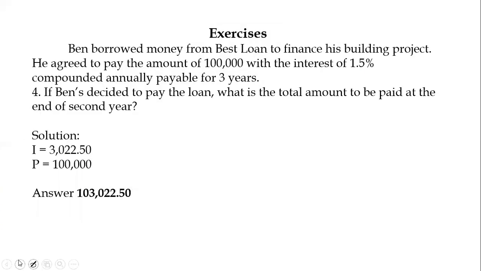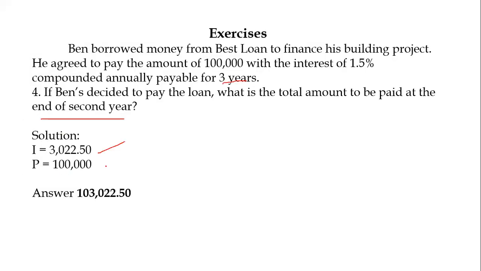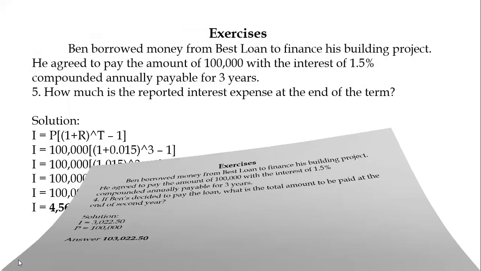Next question, number 4. If Ben decided to pay the loan, what is the total amount to be paid at the end of the second year? Same lang din. Ben already paid at the end of the second year of the loan; he did not finish the 3 years. So how much will he pay? The interest we computed earlier, which is 3,022.50, plus the principal amount of 100,000. So the total amount Ben will pay is 103,022.50.